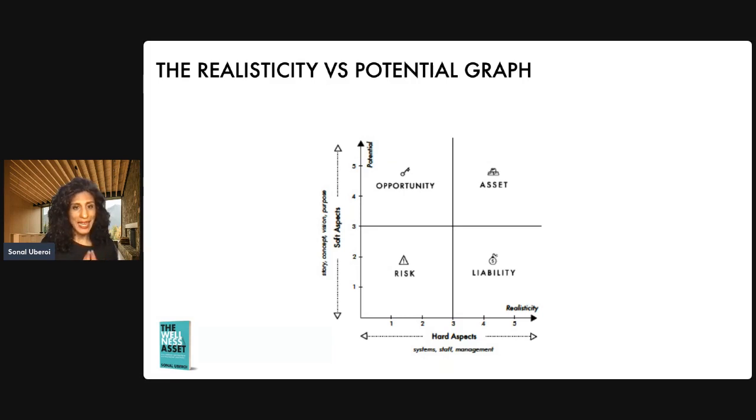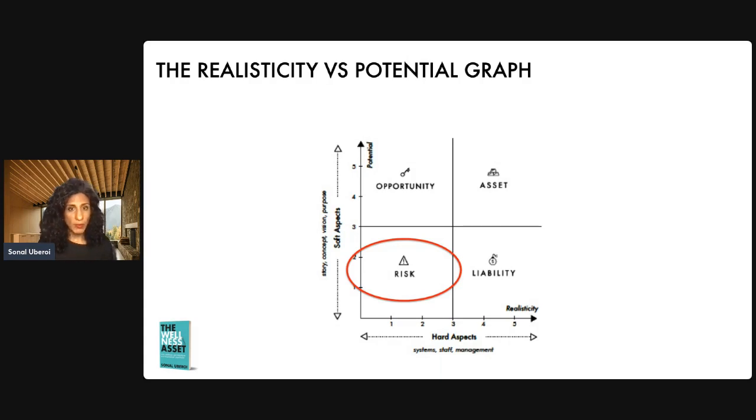So let's take a closer look at this graph. On the y-axis, we have the potential. The potential of a wellness project is related to the soft aspects of your business: your who, your what, your why. That is your vision, mission, and values. And on the x-axis, we have the realisticity. The realisticity of the project is related to the hard aspects of the business: the how, the systems, expertise, facilities, management, and funding.